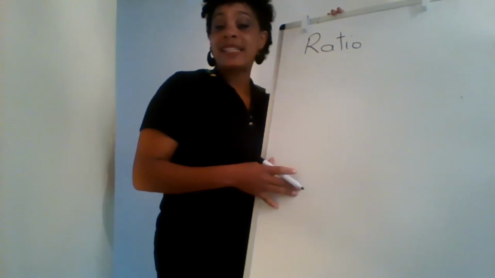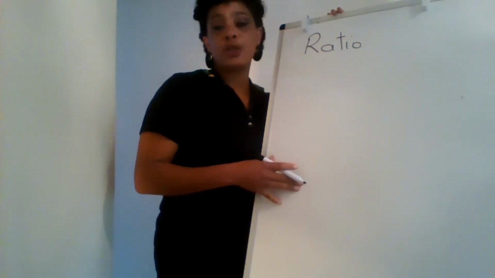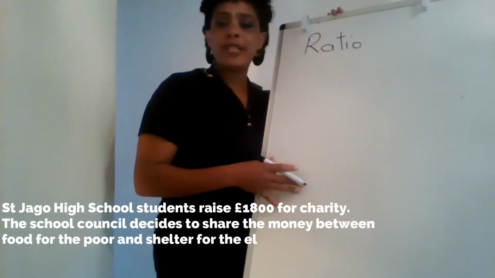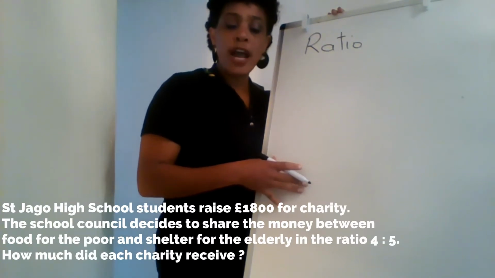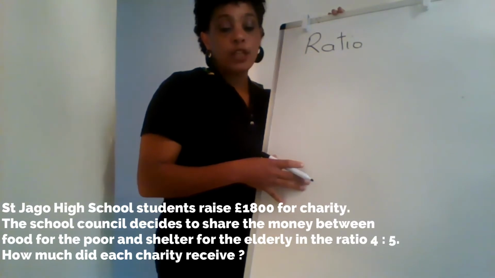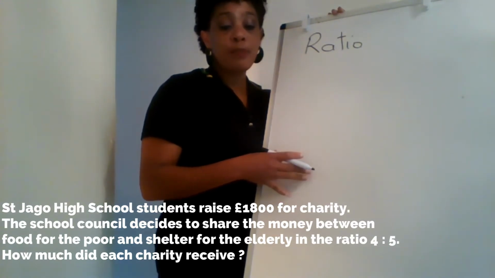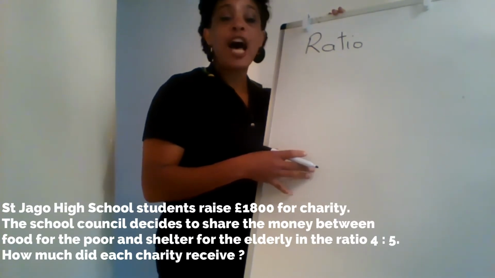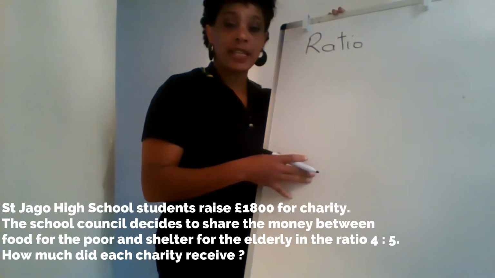In my last lesson, I looked at finding ratio given total. For example, St. Jago High School raised £1,800 for charity. The school council decides to share the money between food for the poor and housing for the elderly in the ratio of 4:5. How much did each charity get?